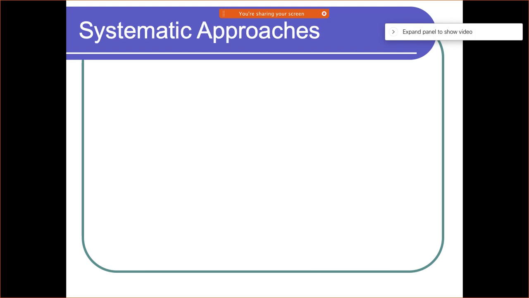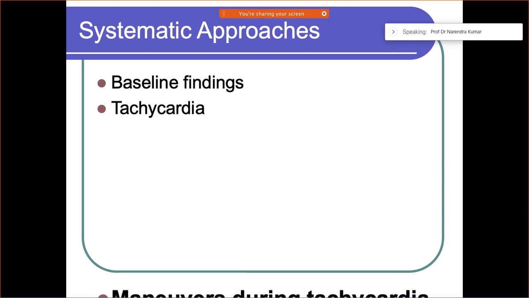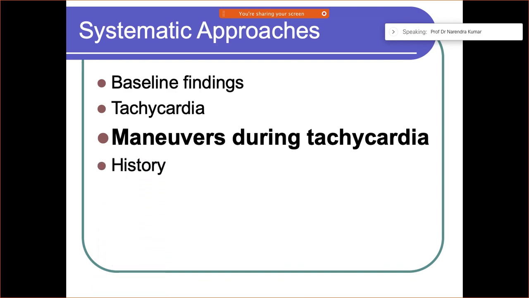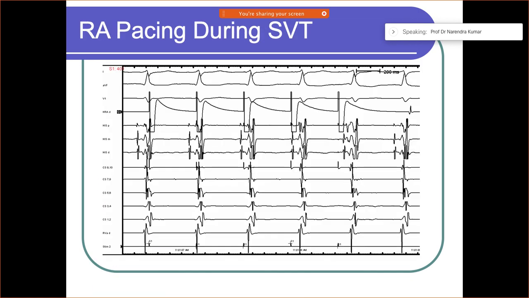I hope I'm clear enough. So now coming to the other things, what can we do? What are the maneuvers which can be done during the tachycardia? Now we'll try to show you. For example, this tachycardia is going on, yeah? We can see there's a small VA interval, short VA, in fact less than 70 milliseconds. So what can we do over here?